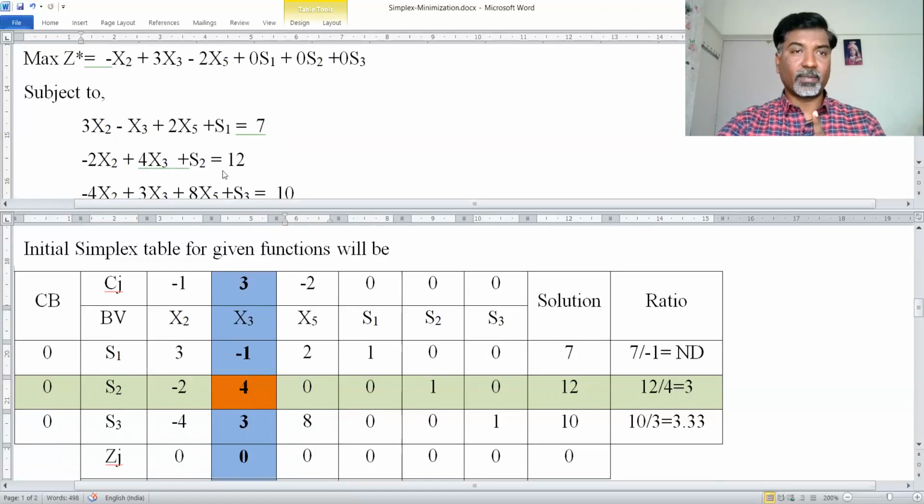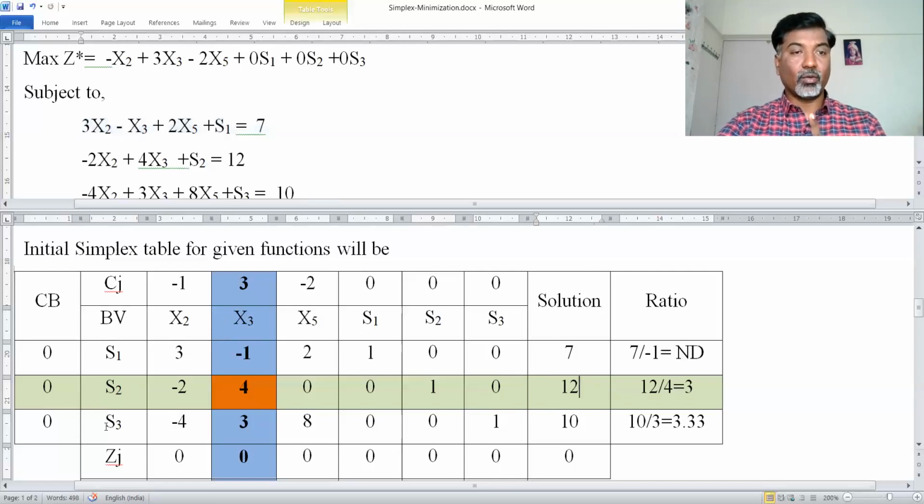Then this expression doesn't contain s1, so we take the coefficient of s1 as 0. s2 is here, so the coefficient of s2 is 1. The slack variable s3 is not added in the second expression, so its value is 0, and the solution is equal to 12, that is the RHS value.